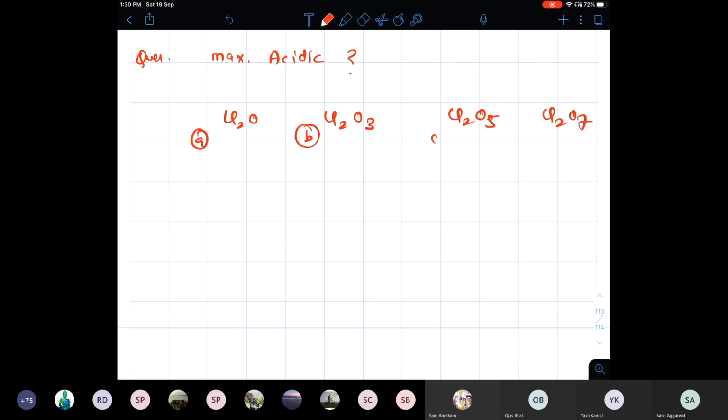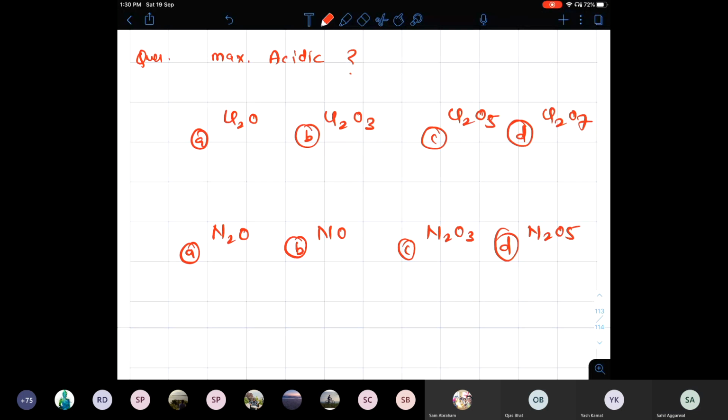सोच के आराम से आंसर करो. Whatever you understood, acidity or basicity, जो भी समझ में आया हो, एक ठीक से कर लो, rest you will get by reversing the concept.